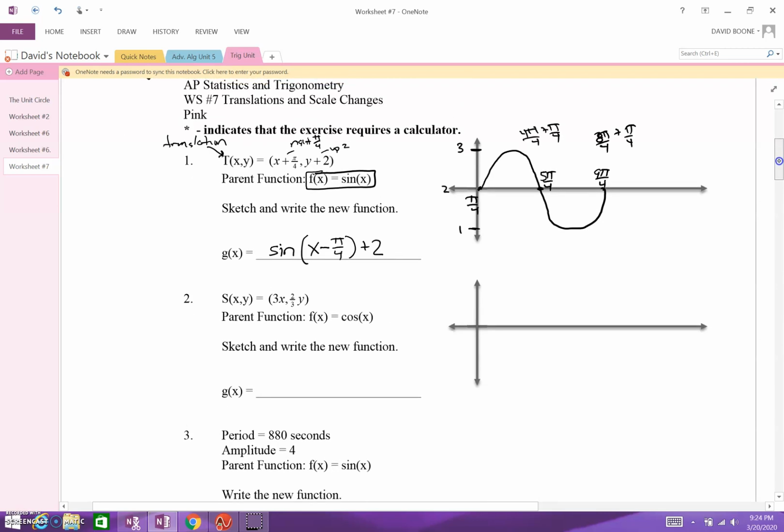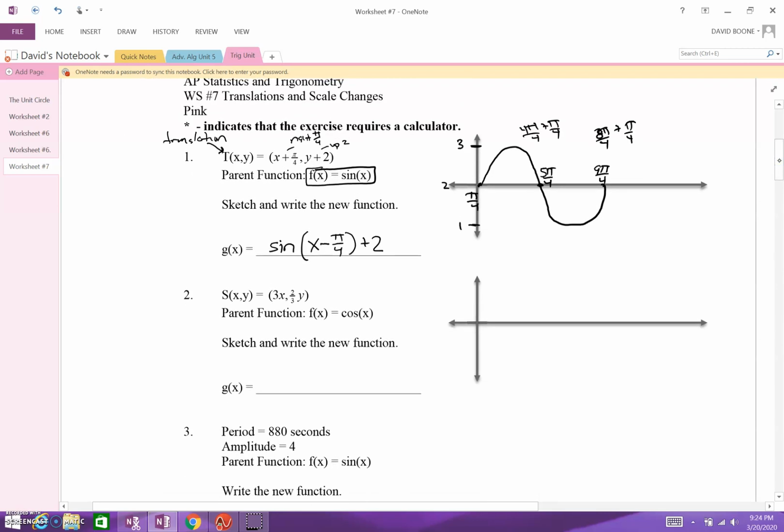Let's look at the second problem. In the second problem, I can tell that we're doing some stretching and squishing because I'm not adding or subtracting anything to the x and the y. I'm multiplying. So that's going to change the amplitude and the horizontal stretching and squishing as well too.